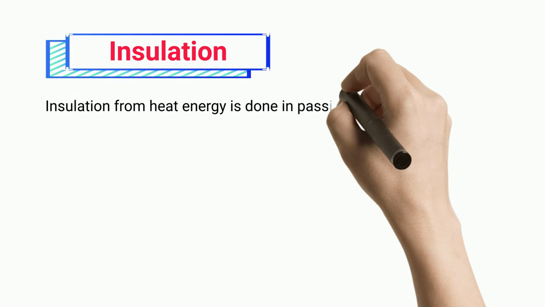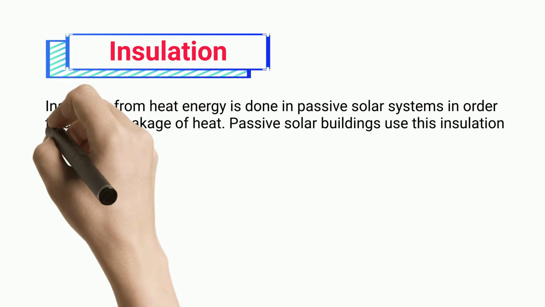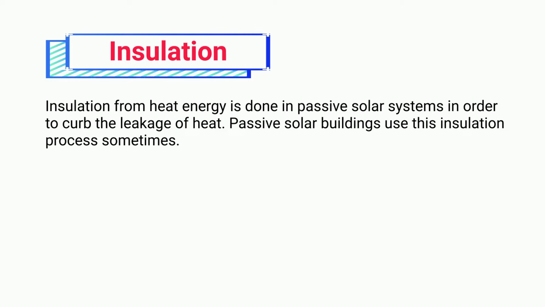Insulation. Insulation from heat energy is done in passive solar systems in order to curb the leakage of heat. Passive solar buildings use this insulation process sometimes.